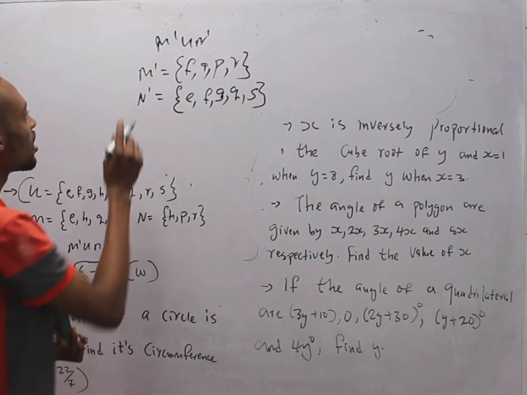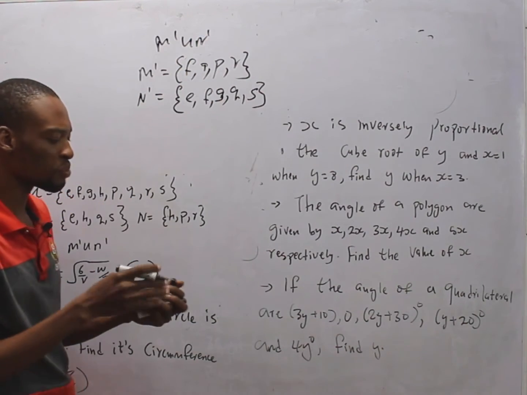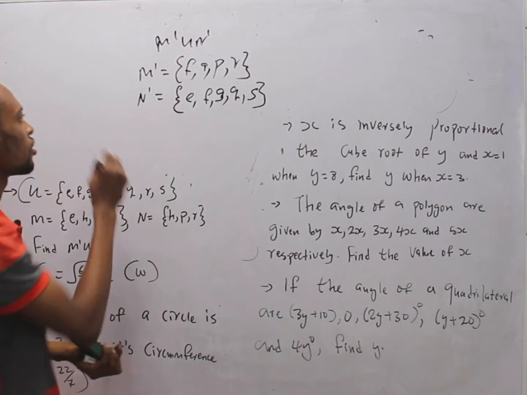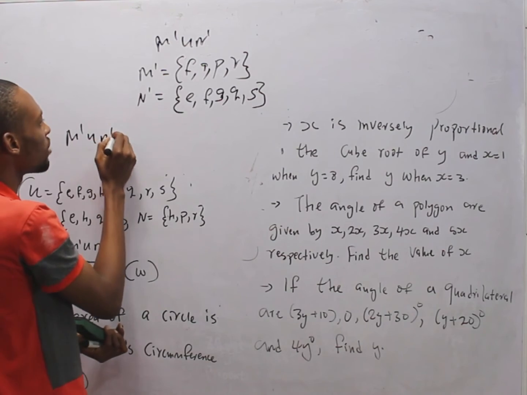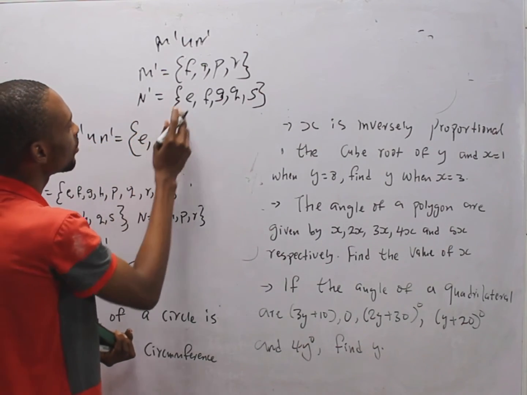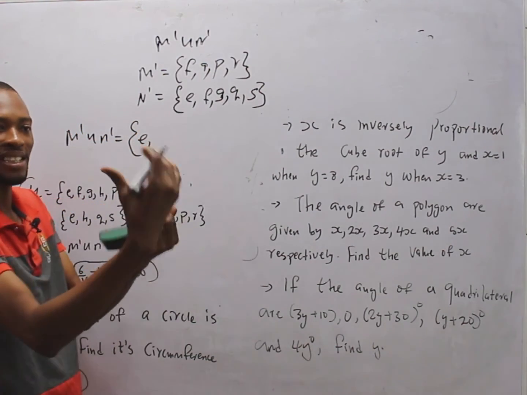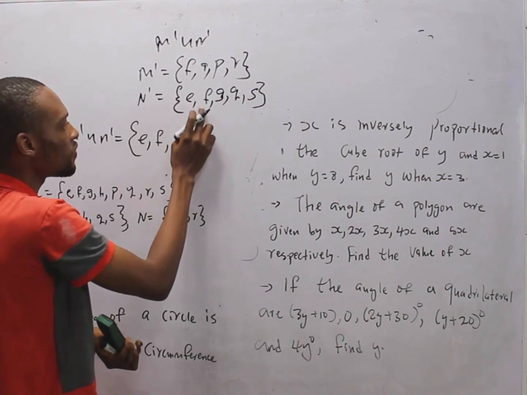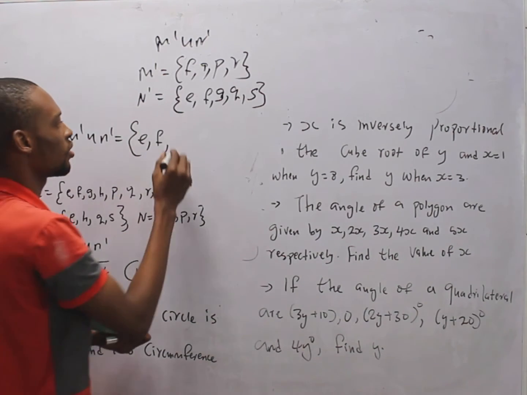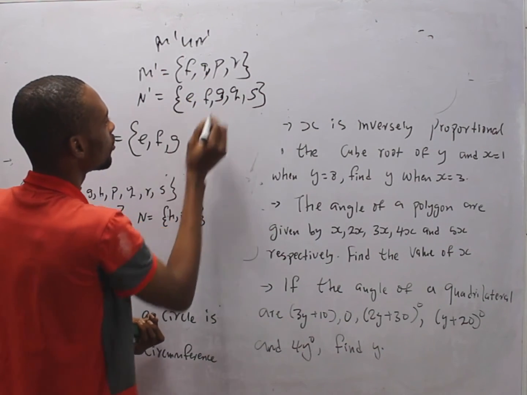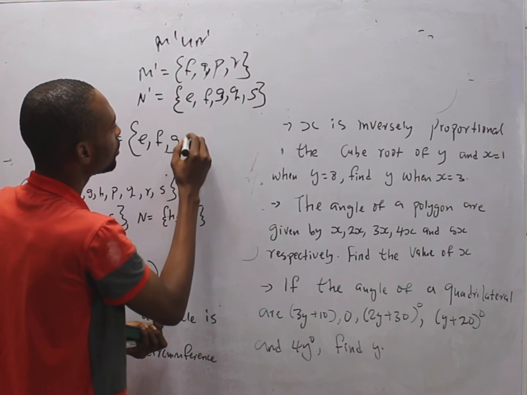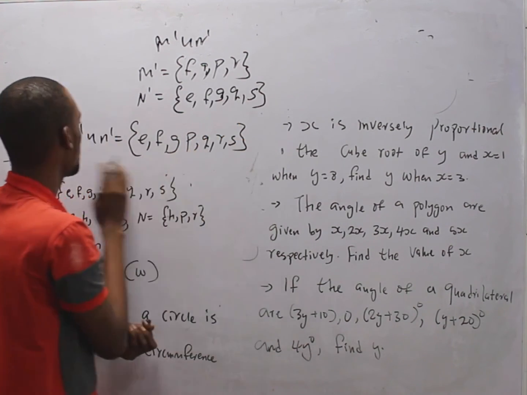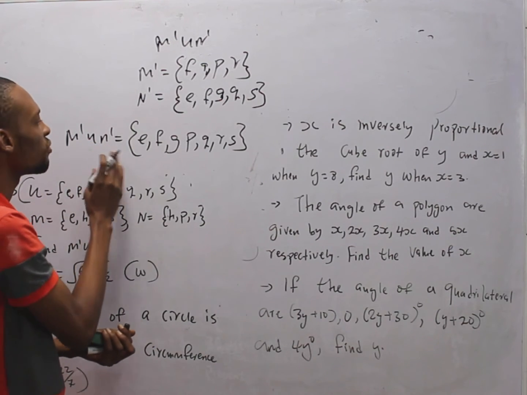The question says M union N. Union means merge the two sets. That is union. M prime union N prime is simply E, merge them, then arrange them in ascending order. E, F, there is F here, there is F here. You write just one, don't repeat. We have G, H, J, P, Q, R, S in order. This is M prime union N prime.